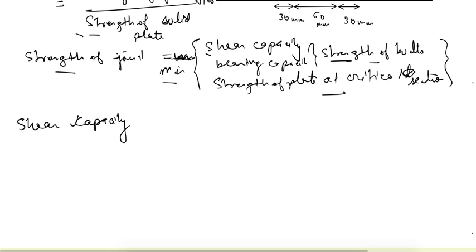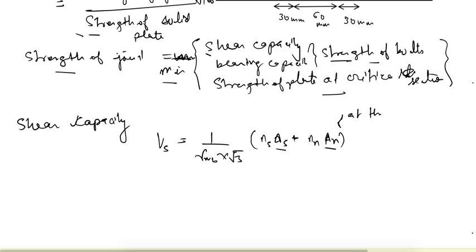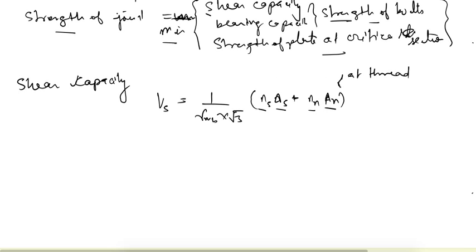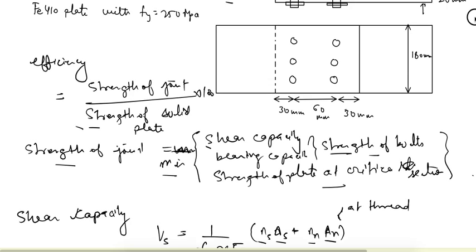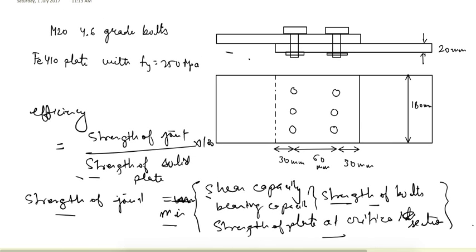The shear capacity formula by code, if we say Vs is the shear capacity, is 1 upon gamma mb into under root 3 (ns into As plus nn into An), where As is the area of shank, An is the net area at root or at thread, ns is the number of shear planes passing through shank, and nn is the number of shear planes passing through thread. So if nothing is given, it is a case of single shear, that is a lap joint.